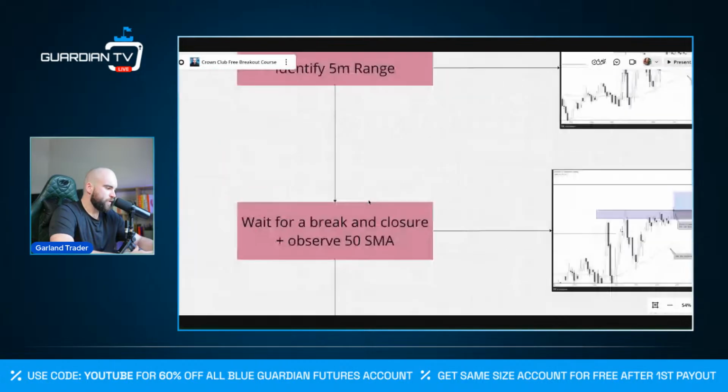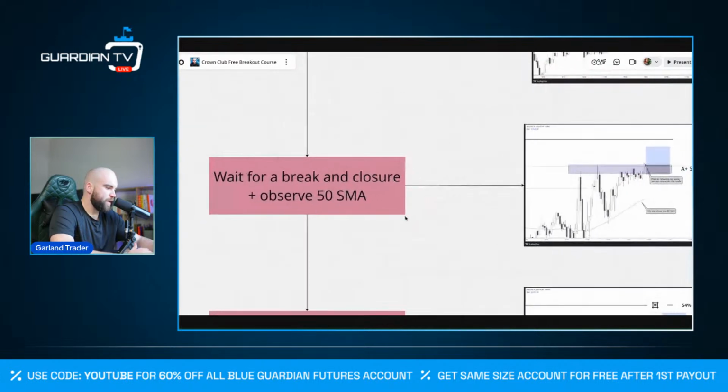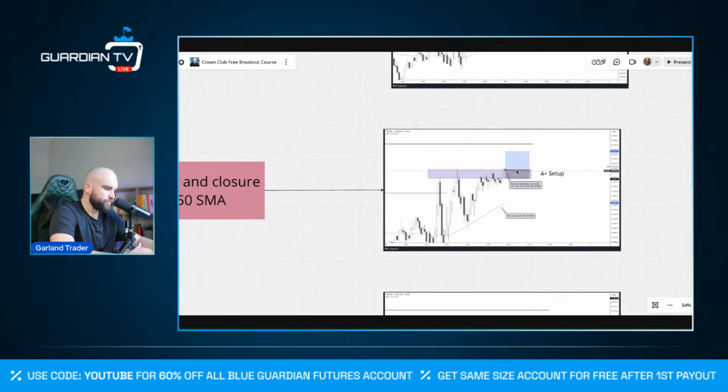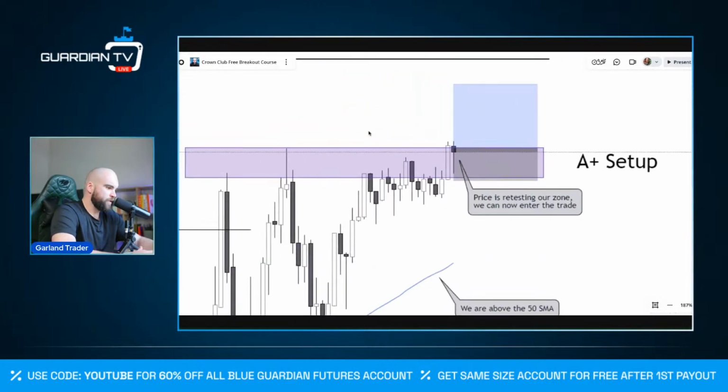Now, the next thing we look for is a break and closure, and then also confirmation, which is that we want the 50 SMA to be below price if we're taking buys, like in this case over here. And if we are below the 50 SMA, we can then take sells. Okay. Price must break and close. Okay. So if you look here, this candle closed on the 5-minute time frame. We then wait for price to retest that zone.